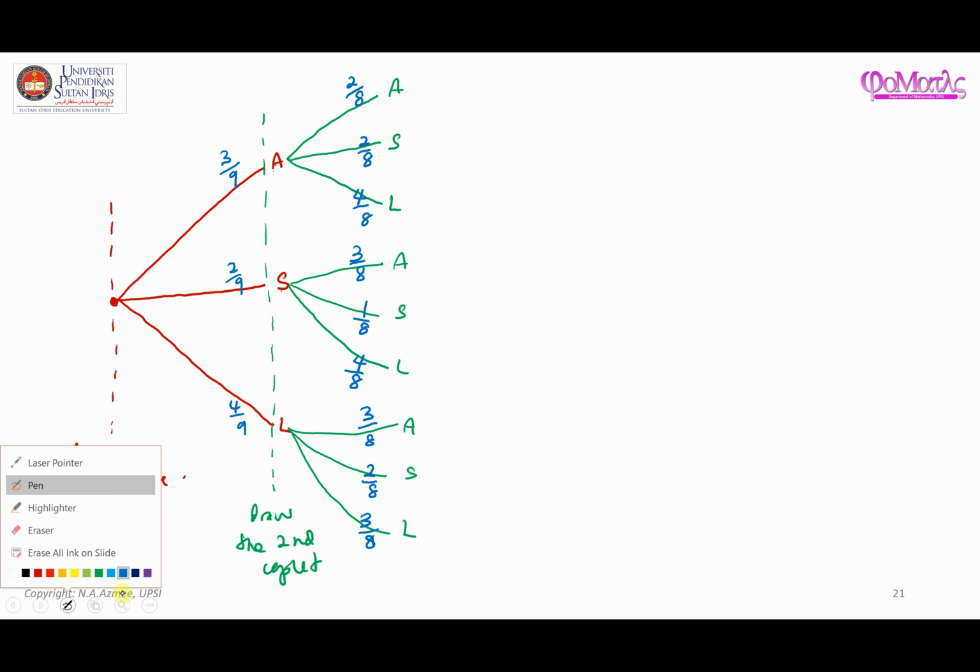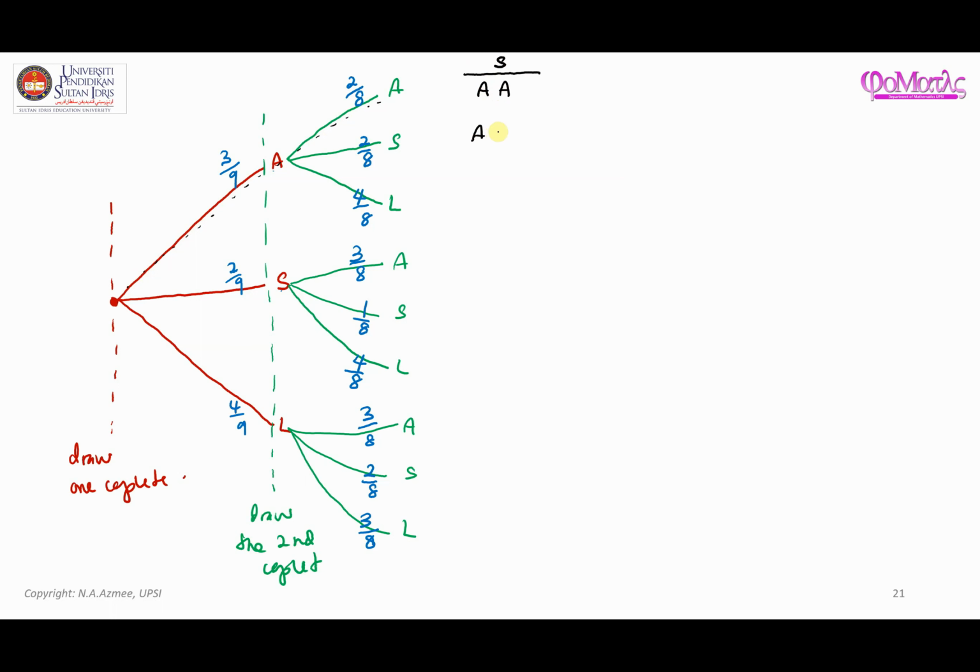Now, the next step that we can do is we can list all the sample space. Now we can see that for this path here, the sample space is going to be drawing A and A, aspirin and aspirin. This one here is going to be aspirin and sedative, aspirin and laxative. Here is sedative, aspirin, sedative, sedative, sedative, laxative. For this one, it's going to be laxative, aspirin, laxative, sedative, laxative, laxative. So these are all the possible outcomes, which is the sample space really.